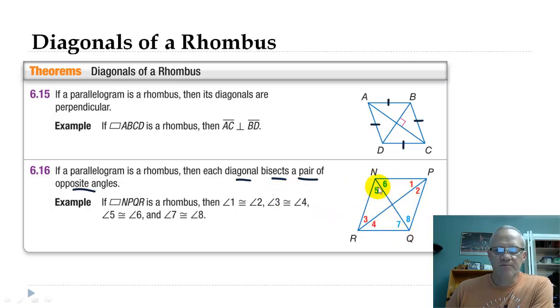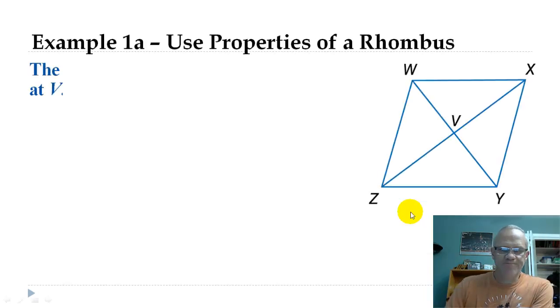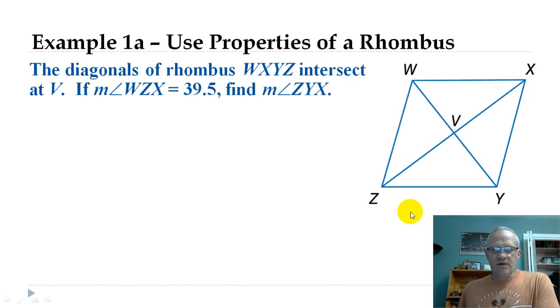So when you have a rhombus, not only will the entire opposite angles be congruent to each other, but also the diagonal will split them up, and each one of those will be equal to each other and to the ones on the other side. All right, let's look at the first example here.